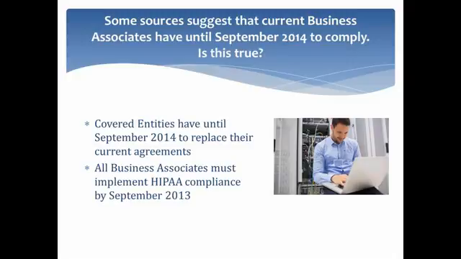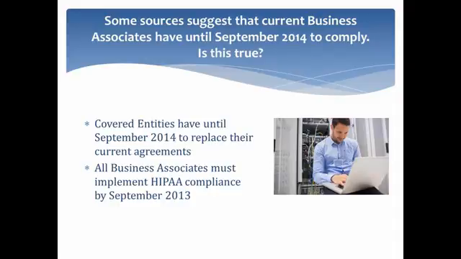Some sources suggest that current business associates have until September 2014 to comply. Is this true? No, Brian, this is where the confusion is. If you read the rules, they put a September 2014 date in, and that's the date that current business associate agreements that are already in place can be replaced by.